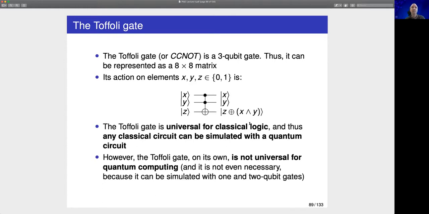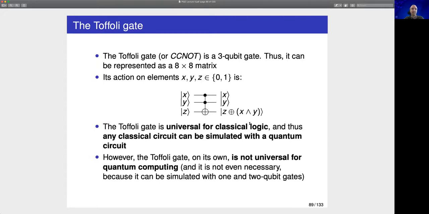So this makes this gate very important because it shows that quantum computing is at least as powerful as classical computing, because we can reproduce any circuit that we have with classical logic.